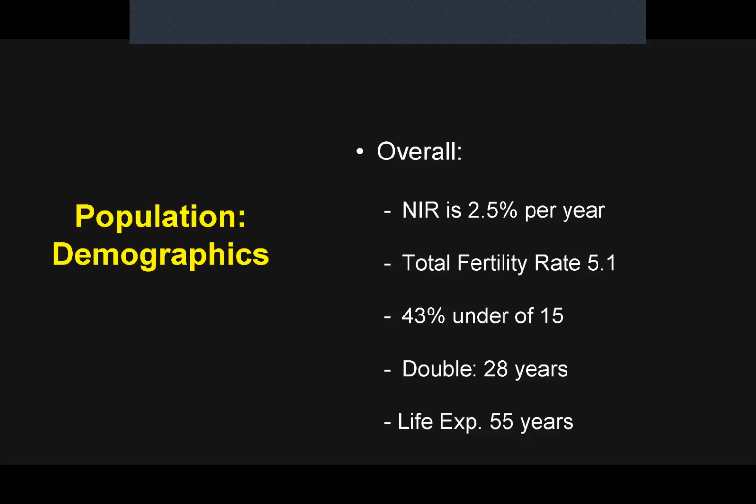So overall, for population demographics, the natural increase rate is about 2.5% per year. That means it would be a doubling time of 28 years. The fertility rate is 5.1, so on average, a woman will have 5 children. We'd already talked about the percent under the age of 15, and then life expectancies are very low as well.